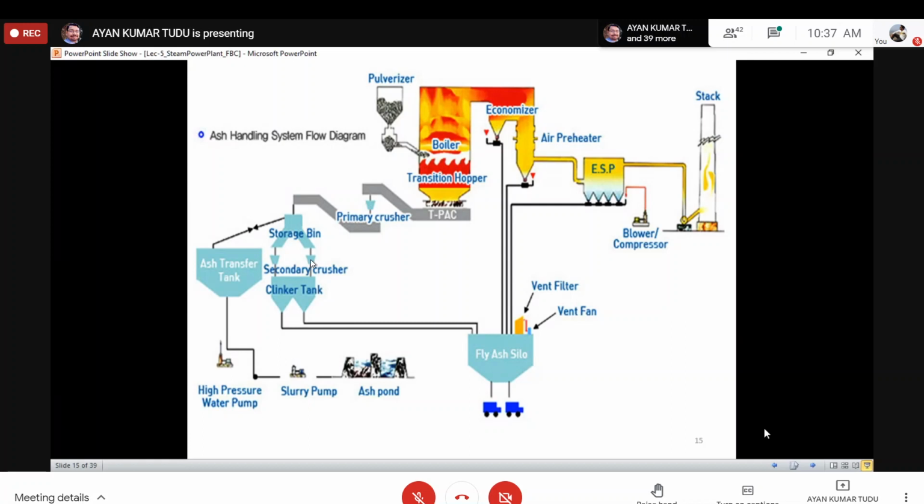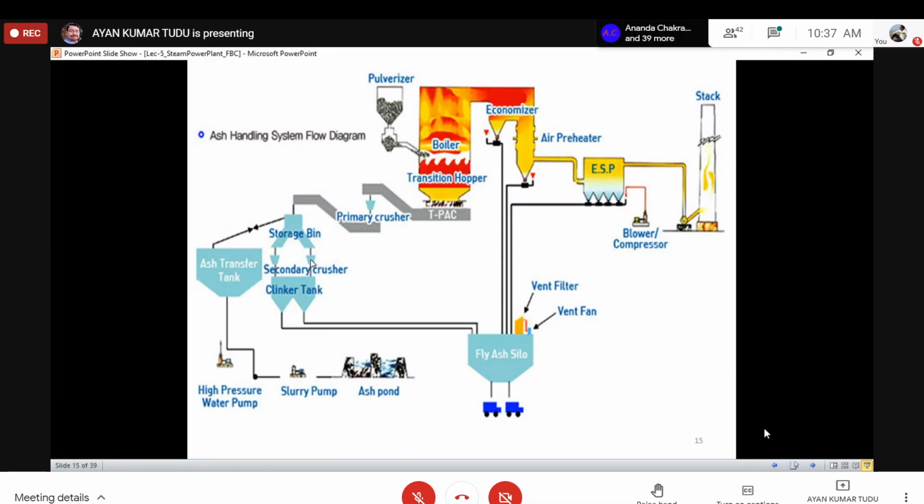Now, if you recollect the layout of a typical draught system, we had two fans, no? One is our induced draught fan and one is our forced draught fan. So what is this draught actually? Let us talk about that first, then we will talk about the ID and the FD fans separately.